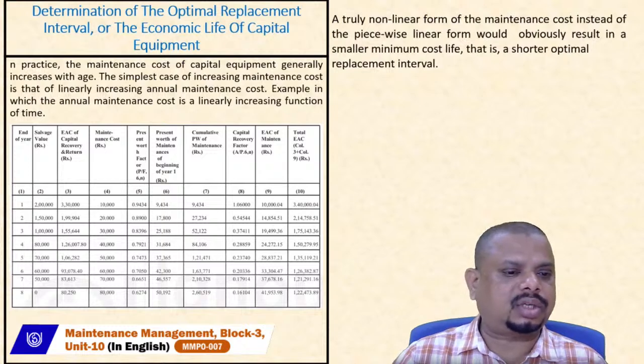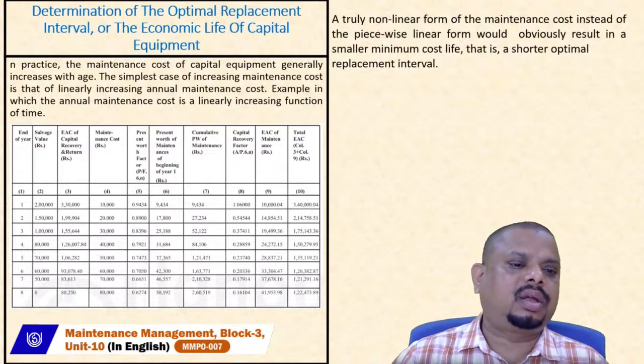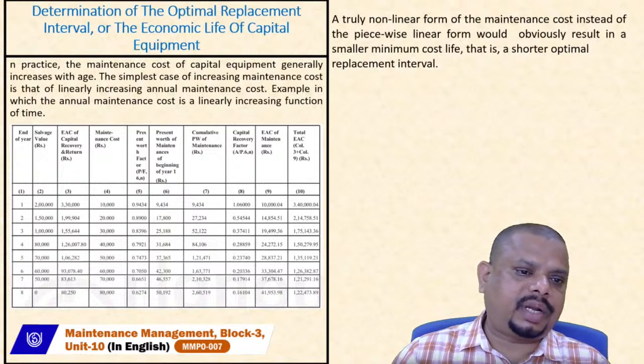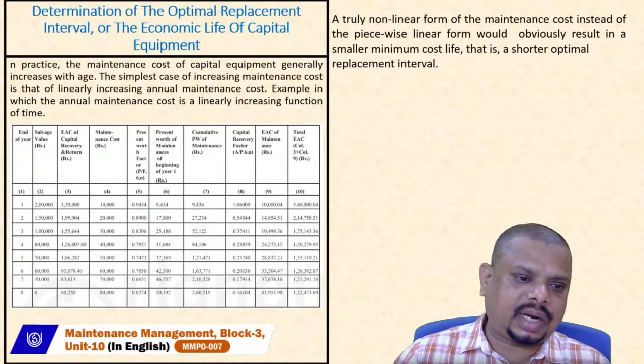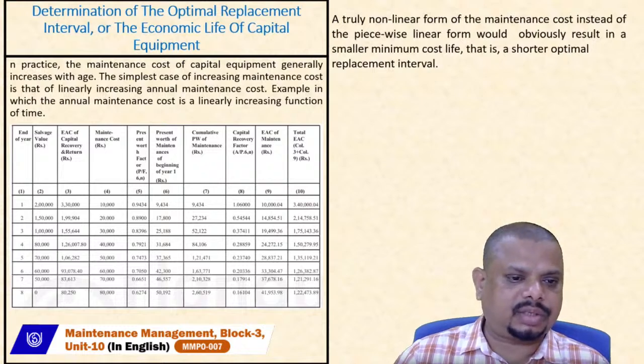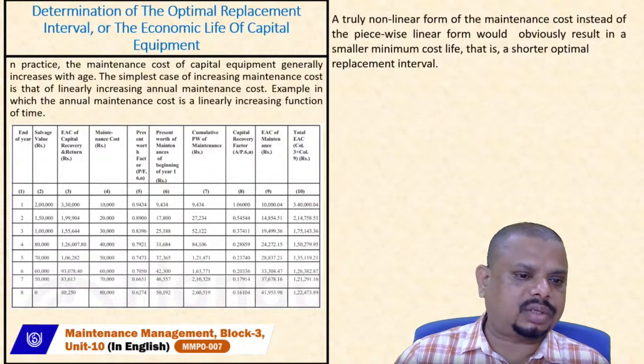And the maintenance cost: in the initial year, the equipment maintenance cost involves 10,000, and it will increase up to 80,000 over the 8 years. The next important part is that you also have to focus upon the present worth factor, that is, the present worth of the machines. That means 0.9 if you go for calculations.